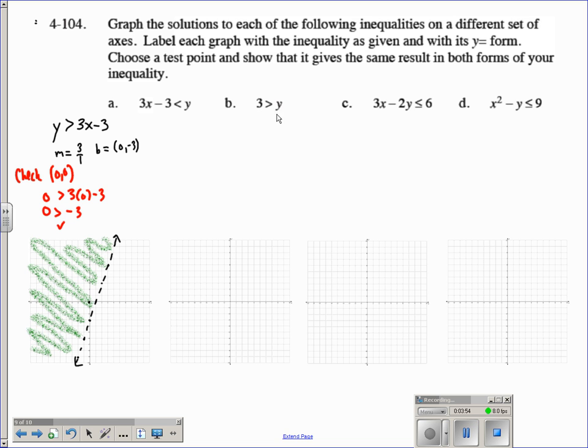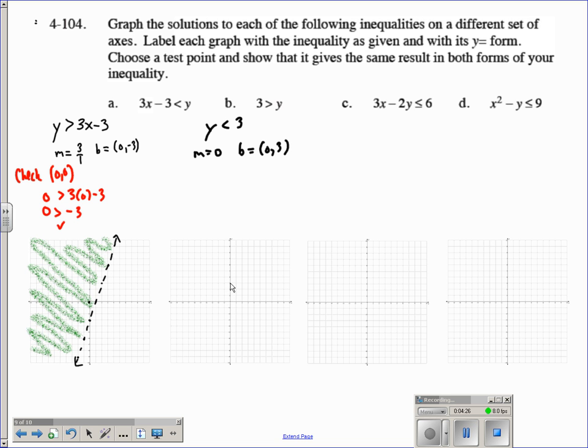B, 3 is greater than y. I'm going to rewrite it first, just like I did on the last one. I'm going to rewrite it as y is less than 3. For this one, we know our slope is going to equal 0, and our y-intercept is going to be the point 0, 3. We should just know that by now. Okay, this is algebra 2. We should know that the graph of y is equal to something, or y is less than or greater than something, and we don't have any x values, it's always going to be a horizontal line.